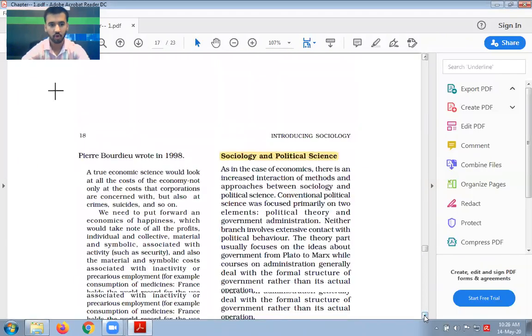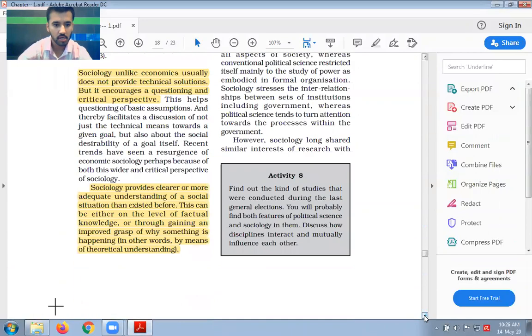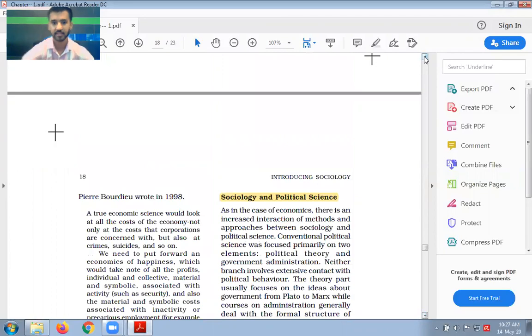Okay, now moving on to the next concept, sociology and political science. Now, how is political science linked to sociology, or what role does politics have to play in sociology? They are interrelated to each other. How can we say this? Politics is something that is directly involved with the people, isn't it? It is definitely like that.